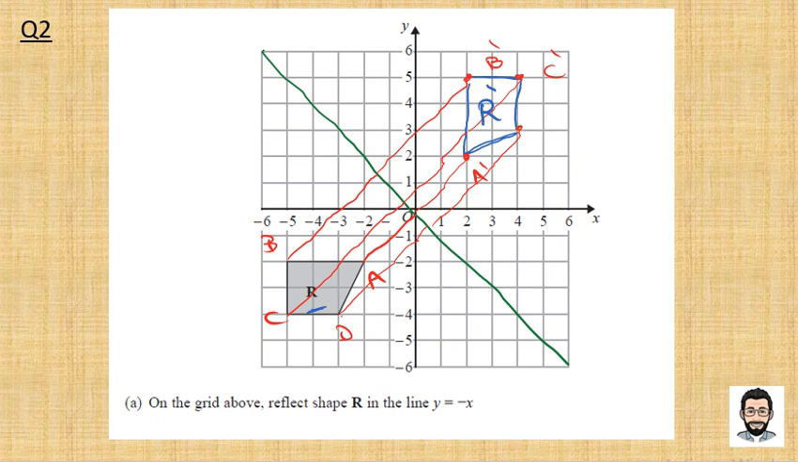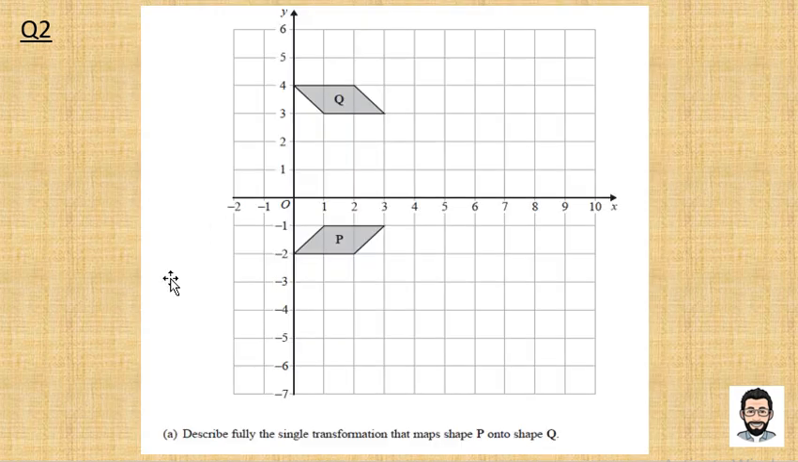Let's solve another question. And the last one. He's saying here, describe fully the single transformation that maps shape P onto shape Q. P to Q. So it's going to be what? Translation? No. Why? Because the translation keeps the position. It's inclined in this direction, here inclined in this direction. So it's not allowed to say translation.